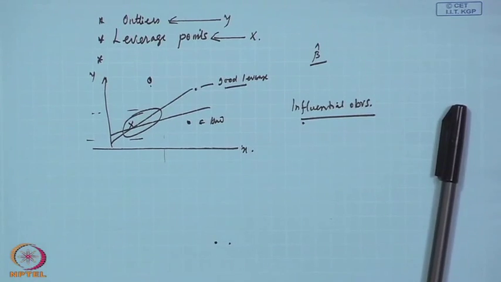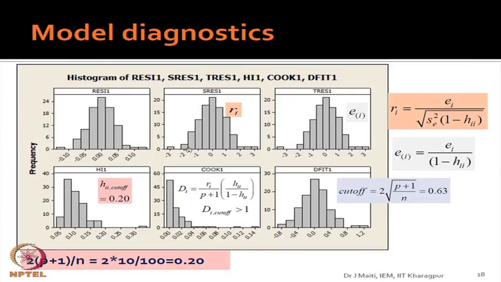Okay. So, there are many ways to find out influential observations. One is standardized residuals, second is studentized residuals, third is PRESS residuals or deleted residuals, then there is hii, the diagonal elements of the hat matrix, these are basically leverage points. Then there is Cook's distance, there is DFITS. These are different ways, different statisticians have identified different procedures to identify influential observations.